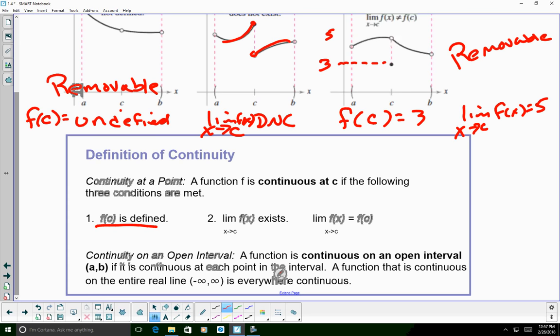So going through the definition of continuity, these three things have to happen. f of C has to be defined. That takes care of this situation here. The limit of f of x exists. That takes care of this situation here, where the limit did not exist. And then the limit of f of x as x approaches C has to equal f of C. And that takes care of a situation like this. If all three of those things happen, then that means f of x is continuous on that open interval from A to B, or it's continuous over the entire set of real numbers.